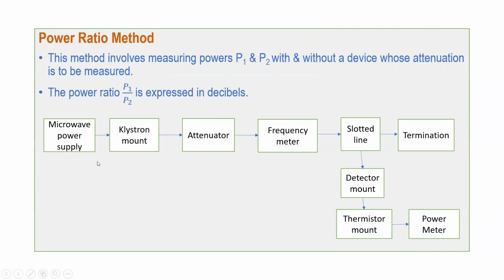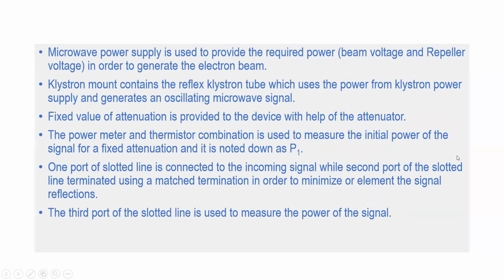So here you can observe the microwave test bench setup where the first block is microwave power supply, second block is klystron mount. From the power supply, klystron mount is going to take the energy and provide a signal, and this signal is attenuated with the help of an attenuator. Then comes the frequency meter in order to measure the frequency of the incoming signal. Then comes a slotted line to which a matched termination is connected, and a detector mount is connected with a crystal detector present inside this detector mount. This detector mount is going to measure the power signal with the help of a thermistor present inside, and this thermistor is going to provide the value to your power meter.